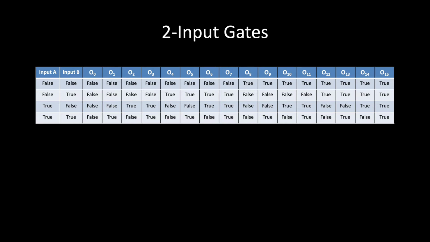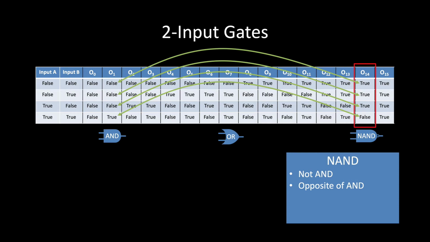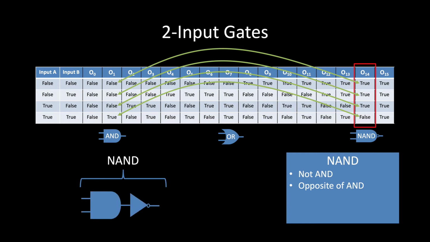Now, some of these 16 truth tables are useful, and we give them names and special symbols. For example, AND and OR. Here are some others that you should know. NAND is short for not AND, and you can see that its truth table is precisely the opposite of that of an AND gate. Another way of looking at this is that a NAND gate is just an AND gate followed by a NOT gate.